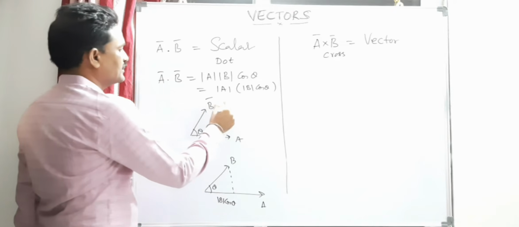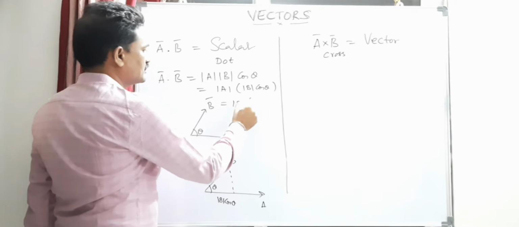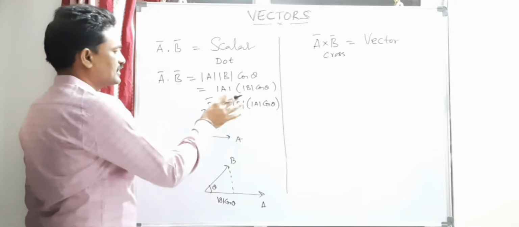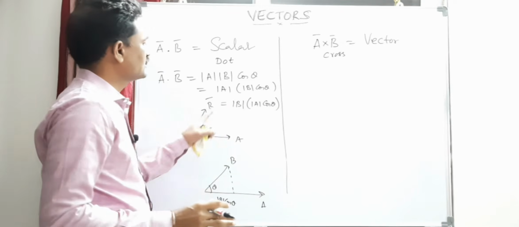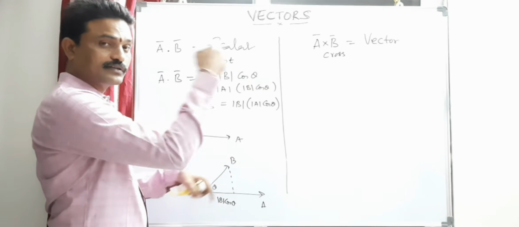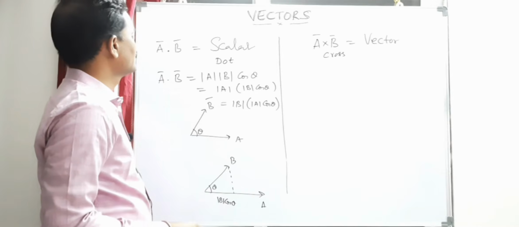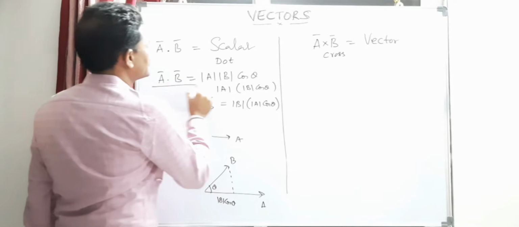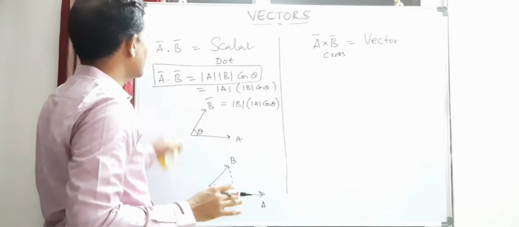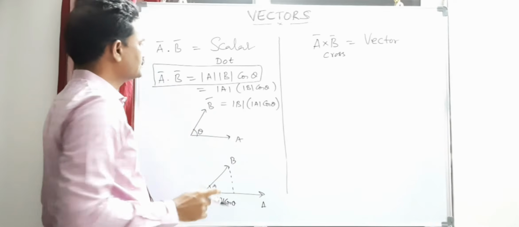Now this can also be written as mod B into mod A cos theta. So that is the reason why the dot product is defined as the magnitude of one vector and the projection of the second vector on the first vector. So it is better to remember this, this is enough. So you should keep it in your mind all the time. Dot product is mod A mod B cos theta.